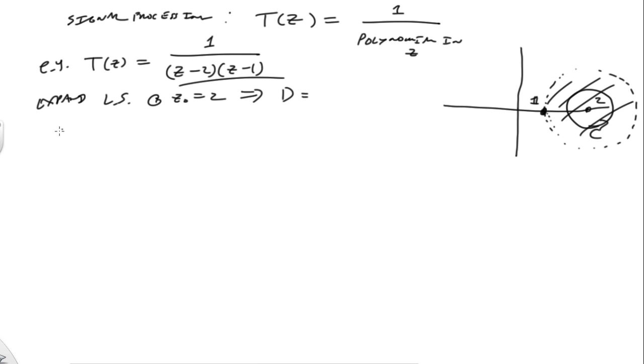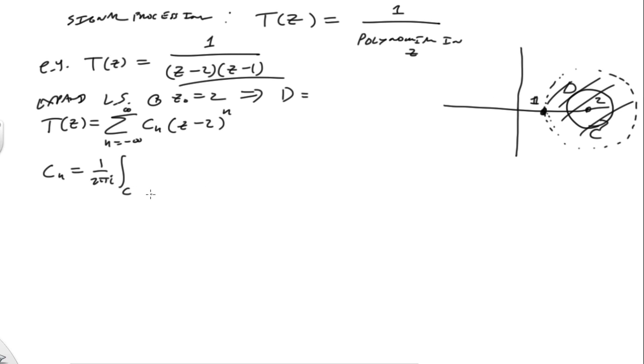Okay, so let's do this. Now we want to find T of z of the form sum from n equals negative infinity to infinity of Cn times z minus 2 to the n power. We want to find these Cn's. So Cn in this case is going to be of the form 1 over 2 pi i, the integral around our contour, which is inside of our domain, which we'll call D. That's my domain. And then we're going to have T of z over z minus 2 to the n plus 1, dz.